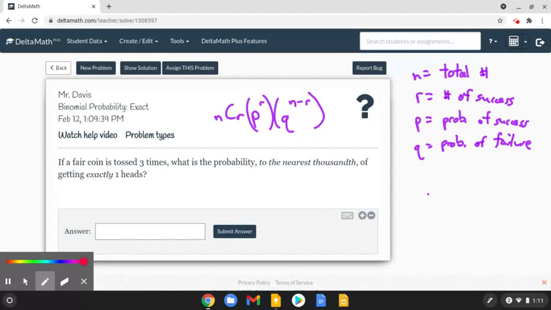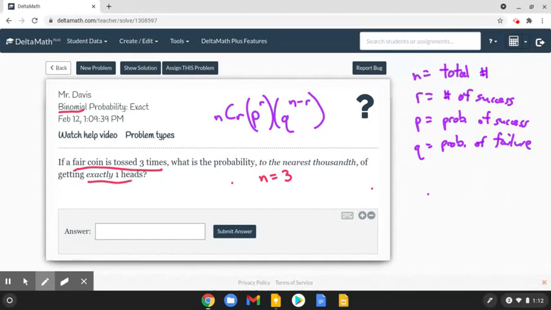All right, so our first scenario here. Also remember binomial probabilities, which is what these are, is basically either something happens or it doesn't. There's either a success or failure. There's not a bunch of different options. So in this one, a fair coin is tossed 3 times. So 3 times, that's going to give you your n, your total amount. So I'm going to go ahead and write that n equals 3. What is the probability, to the nearest thousandth, of getting exactly 1 head?